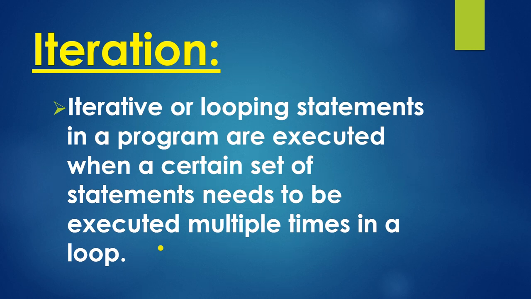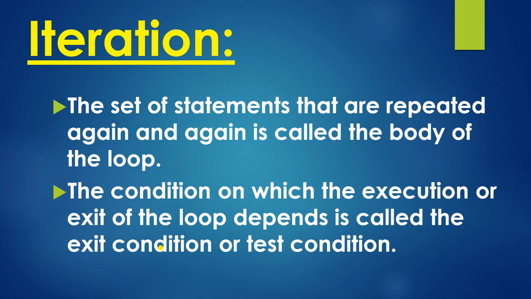So what is iteration? Iterative or looping statements in a program are executed when a certain set of statements needs to be executed multiple times in a loop. So when you need a statement to run multiple times, it is an iteration. Next, the set of statements that are repeated again and again is called the body of the loop. The condition on which the execution or exit of the loop depends is called the exit condition or the test condition. So iteration has these two parts: first the body of the loop, and second a condition so that the loop will terminate.